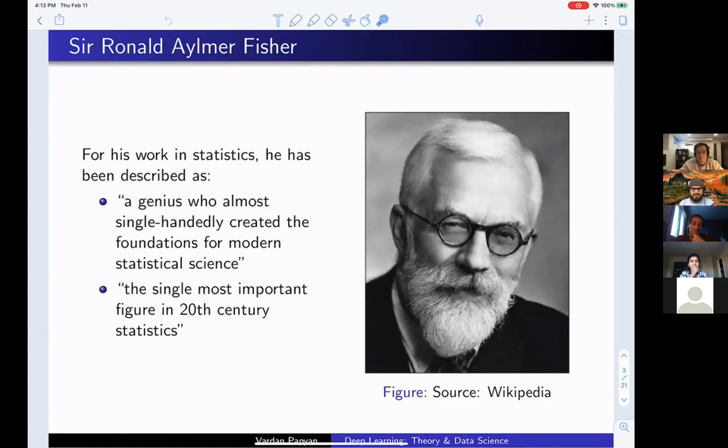I would welcome you to read the Wikipedia page. There's other things that are a bit controversial about R.A. Fisher that I prefer not to talk about during the lecture, but maybe you should read on your own.